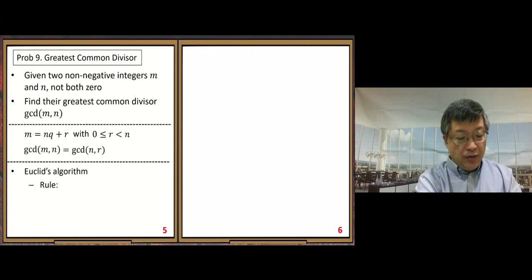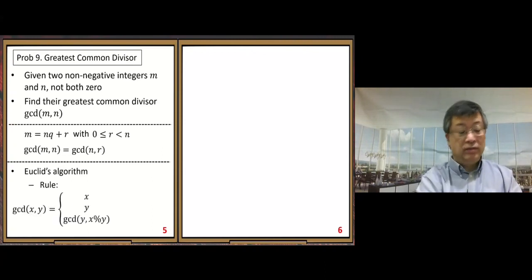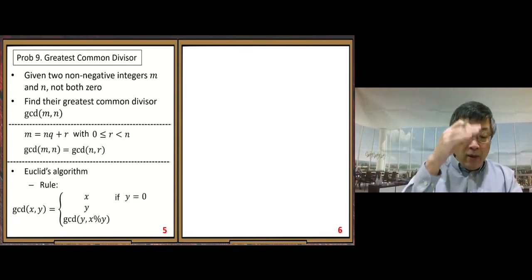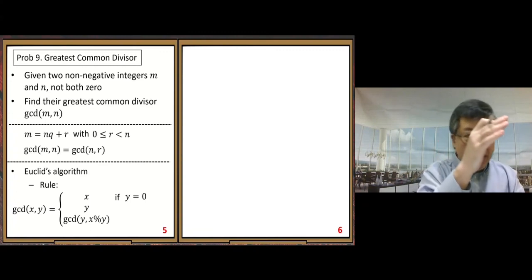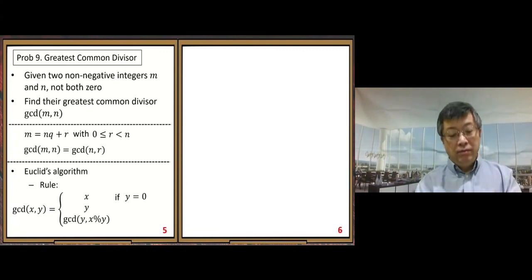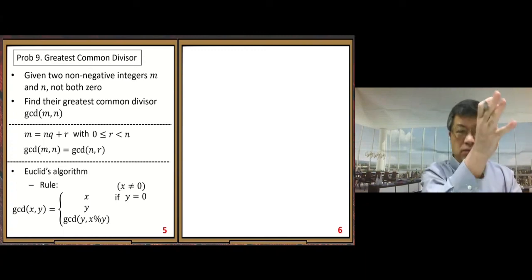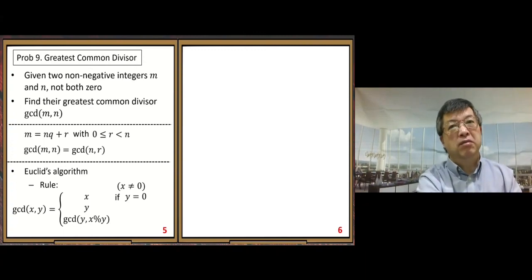All right, so the rule, we know that. We write this rule. GCD of x and y, both non-negative integers, but they cannot be both 0 here. When y equals 0, it returns x, but the x cannot be 0. Okay? If you detect both 0, your function returns some flag or some special tag.